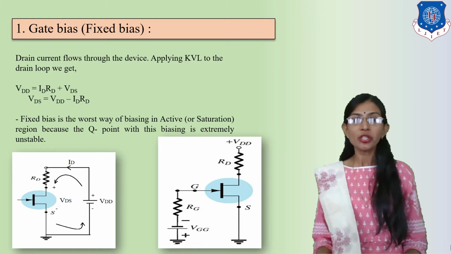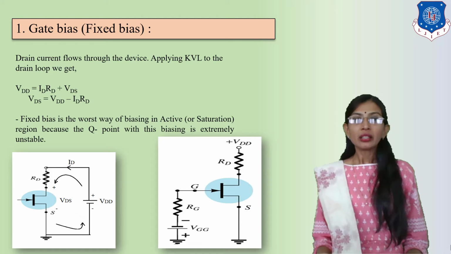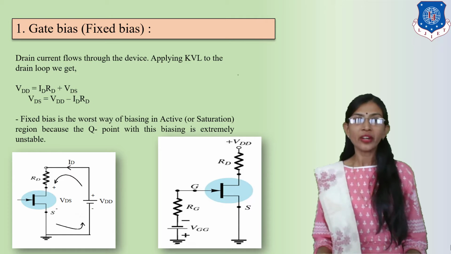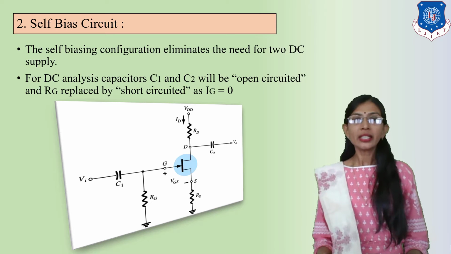That equation can be rearranged, making VDS the subject, and this VDS is the output voltage, the drop across drain and source. So it can be defined as VDS equal to VDD minus IDRD. Now let us discuss the self-bias circuit.